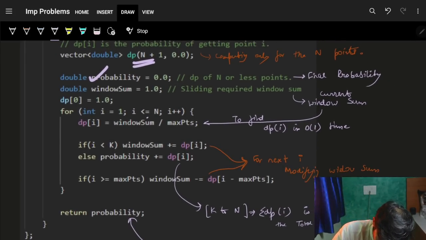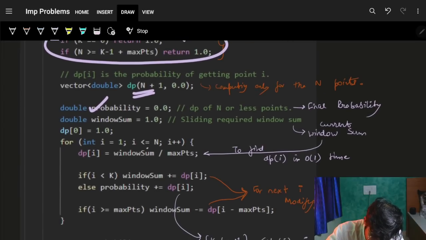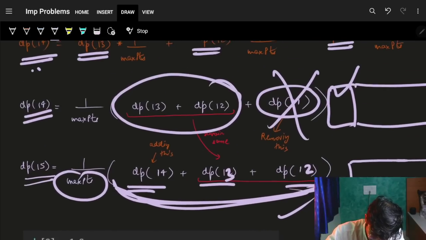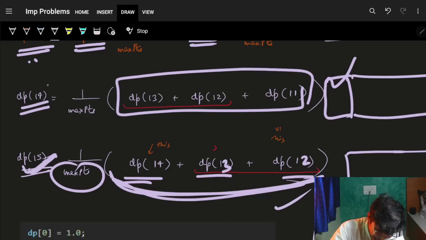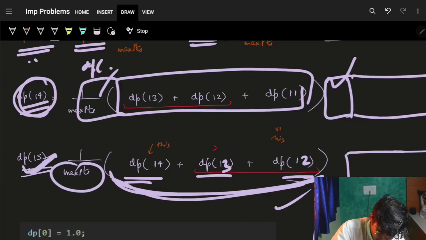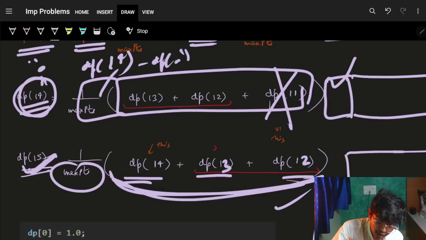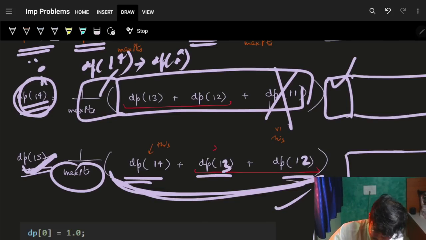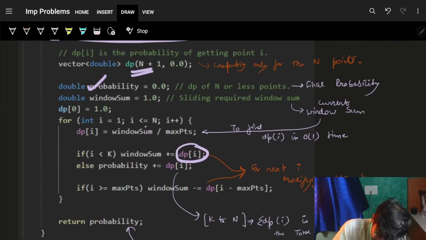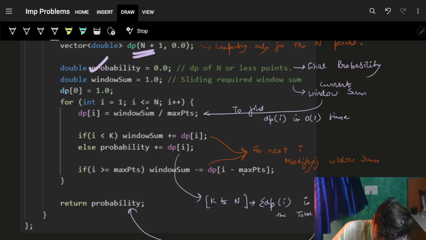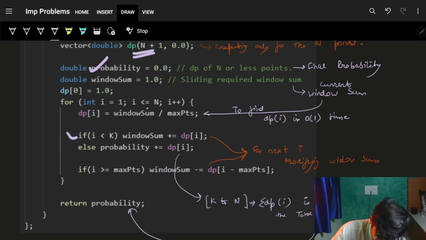Also remember that for the next step, I just have to add my new DP of I. For this window right now, for the next DP of 15, I need to add DP of 14, and also I need to remove my DP of 11. Which means I will add DP of I, and I will remove DP of I minus max points. I will just add DP of I and remove the I minus max points value to get the next window sum. By these two things, I'll get it.